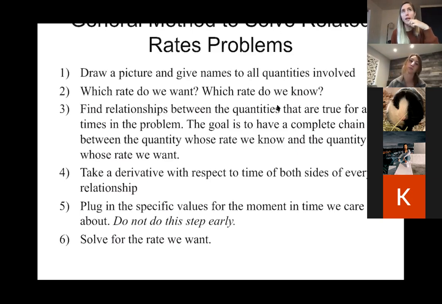If you're given the rate at which volume is increasing or decreasing, you want to have volume in the original equation, because you're going to need to take the derivative with respect to time and be able to plug in dV over dt. If you're trying to solve for the rate at which the radius is changing, then you want to have r representing radius in that equation, so that when you take the derivative, you'll have a dr over dt that you can solve for.